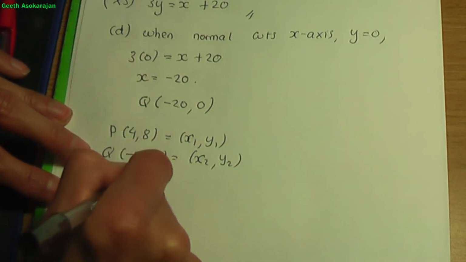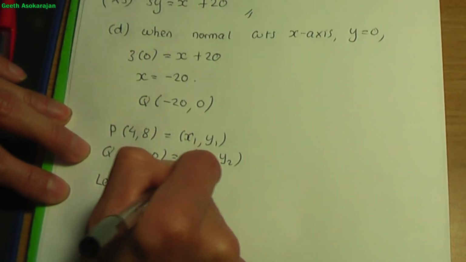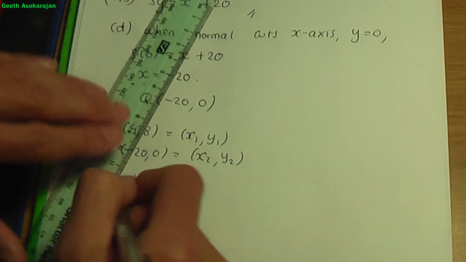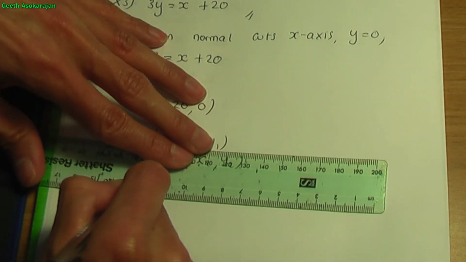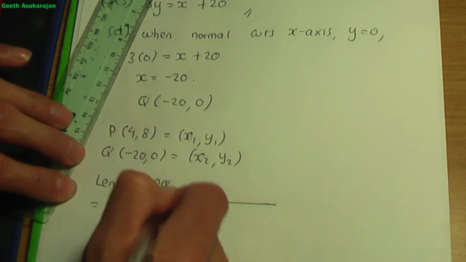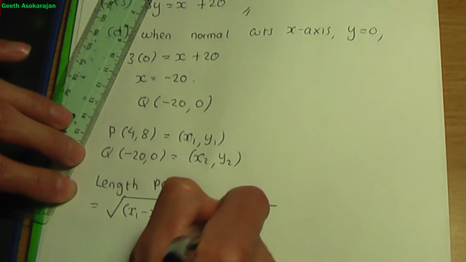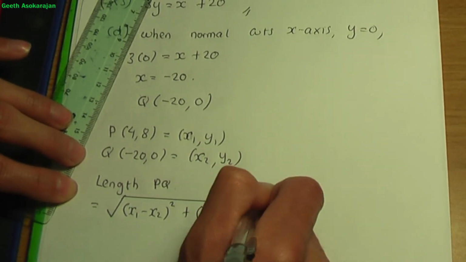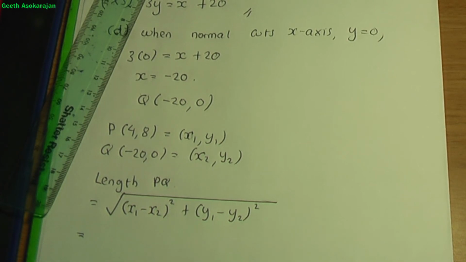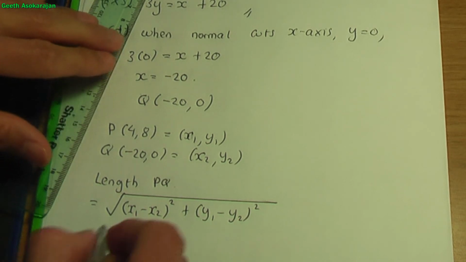And remember, to work out the length, in this case PQ, there is a formula, and the formula goes like this. It's the square root of x1 minus x2 squared plus y1 minus y2 squared. So if you're unaware of how to calculate the length, I have created a video explaining the process, and I'll provide a link to that video in the description below.